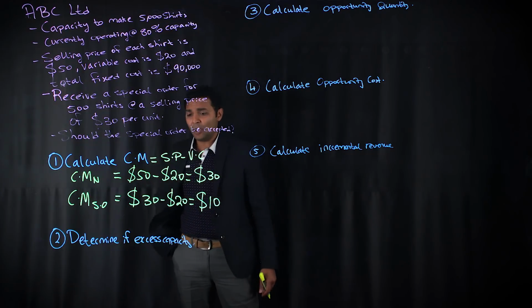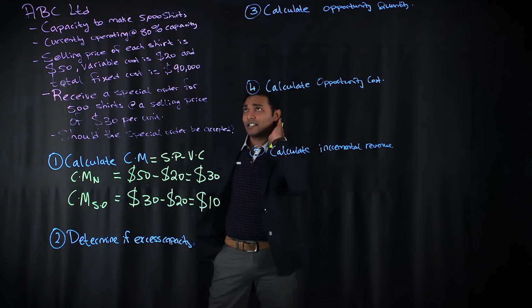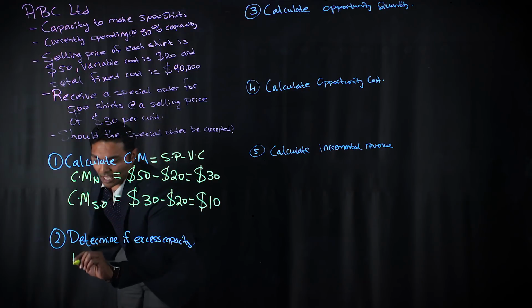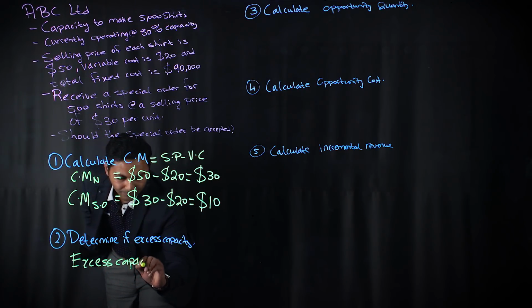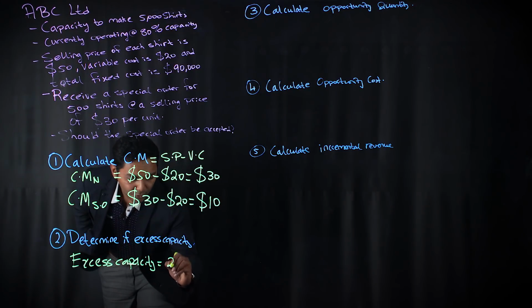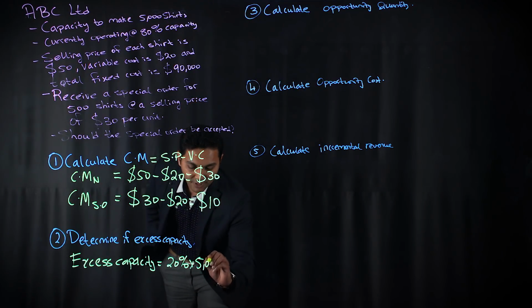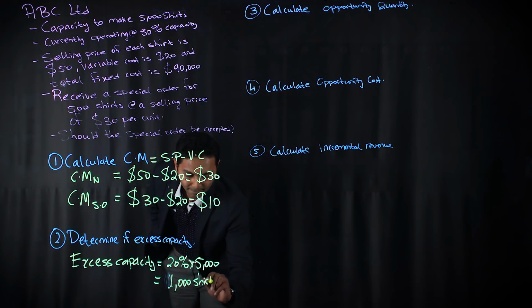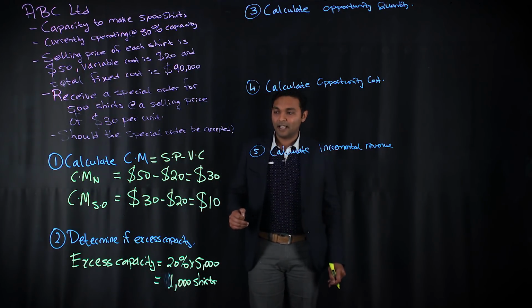The second step: now we need to determine if we have an excess capacity. Right now, the question tells us that we are operating at 80% capacity, which means that our excess capacity will be 20% of the total production of 5,000 units, which will give us 1,000 shirts. So at the moment, yes, the company does have an excess capacity.